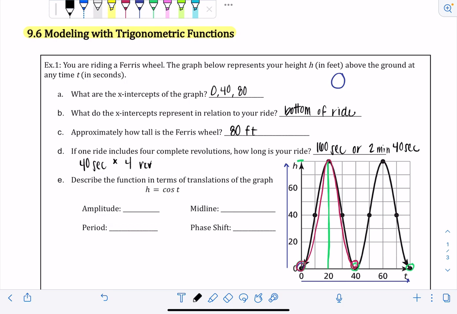And then E says describe the function in terms of translations of the graph. h equals cosine of t. So it's telling us we're going to use cosine. Technically, we could use sine or cosine, but we're going to use cosine. So I'm going to skip amplitude, and I'm going to go to the midline first.